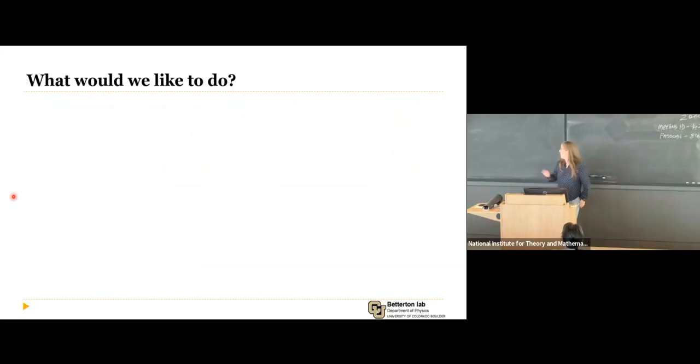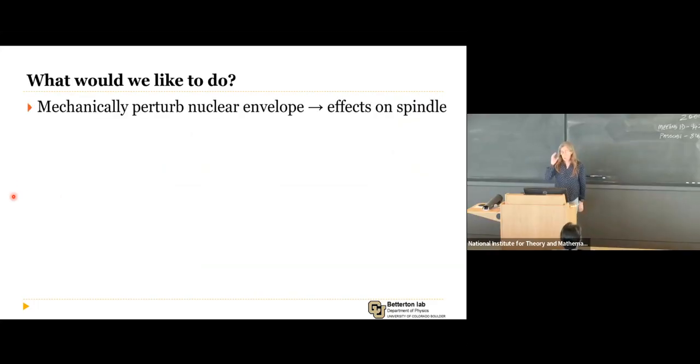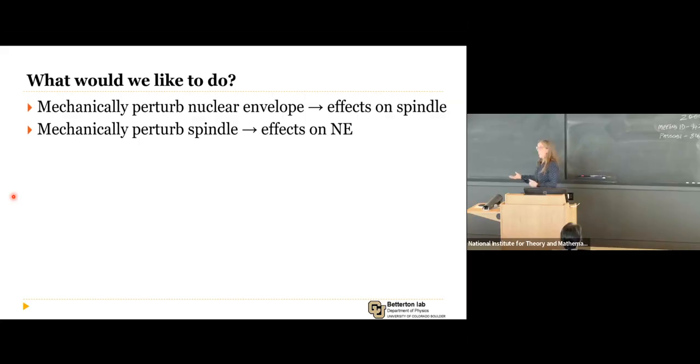But what would we like to do? What are our questions and our interest in this project? Well, we'd really like to understand this coupling between the spindle and the envelope. So, for example, like the cerulenin treatment that I showed you from the Olafrenko lab that perturbs the nuclear envelope, we would like to see what that does to the spindle and see, can we predict it? And we'd also like to go the other way, right? If we mechanically perturb the spindle, what will that do to the nuclear envelope?